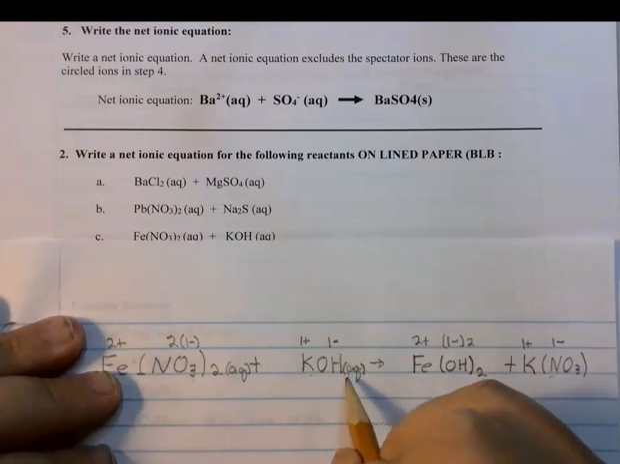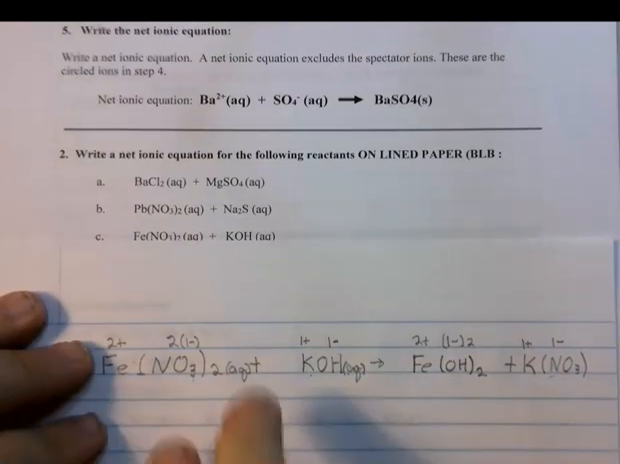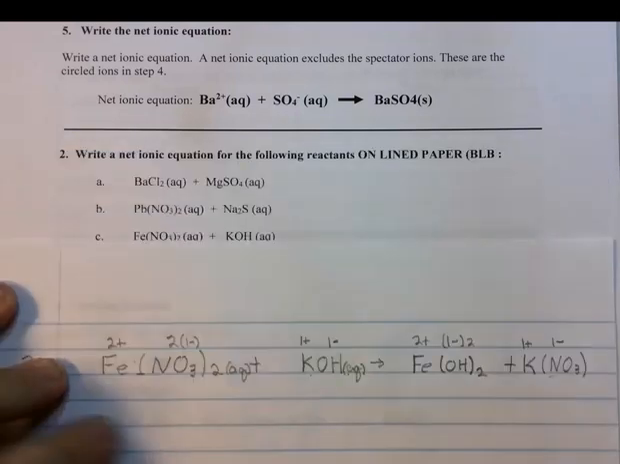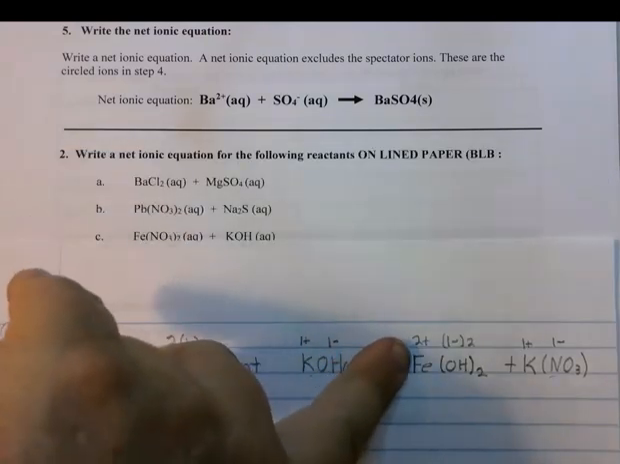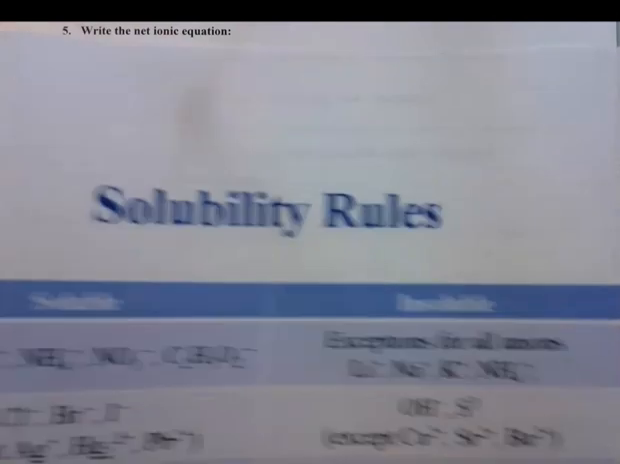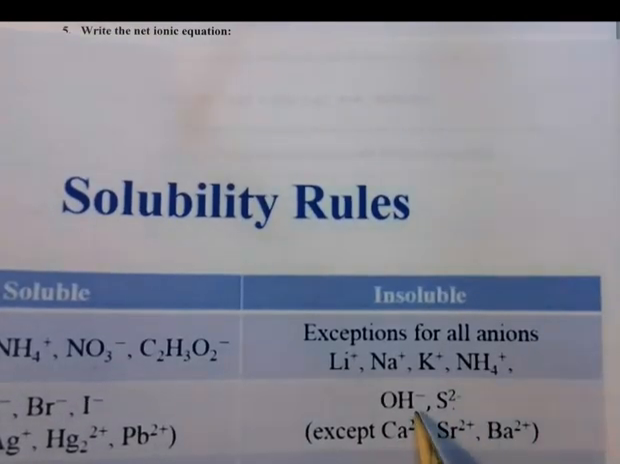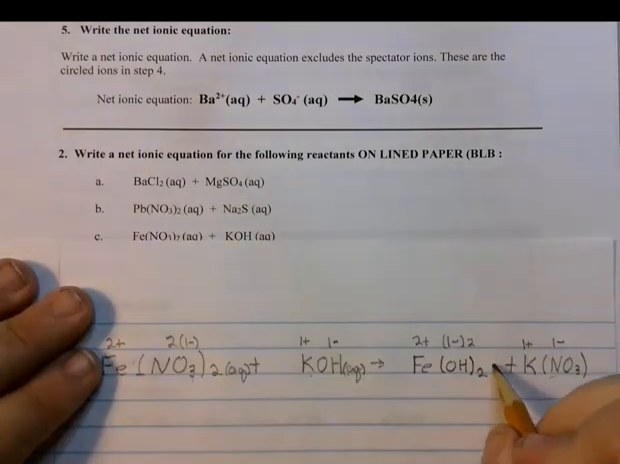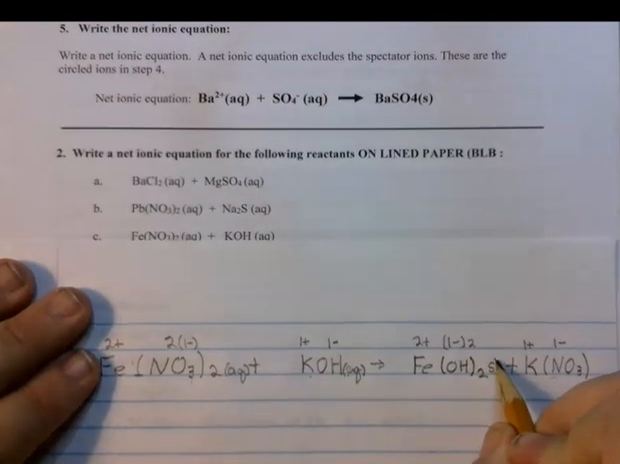If either of those did not dissolve, you wouldn't have a reaction because you wouldn't have been able to swap the cations. Okay, now we come over to this side, and we have iron hydroxide. Let's look where I'm pointing, iron hydroxide. So we look over here, and we see that hydroxide is in the insoluble column over here, and iron is not one of the exceptions. So that means iron hydroxide is insoluble. That means it's going to form a solid. So I'm going to put an S there.